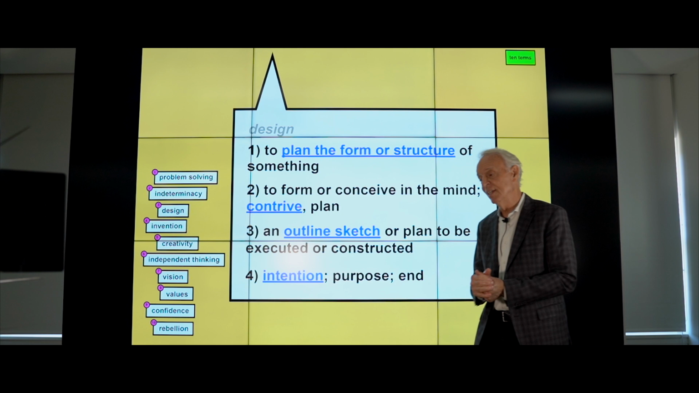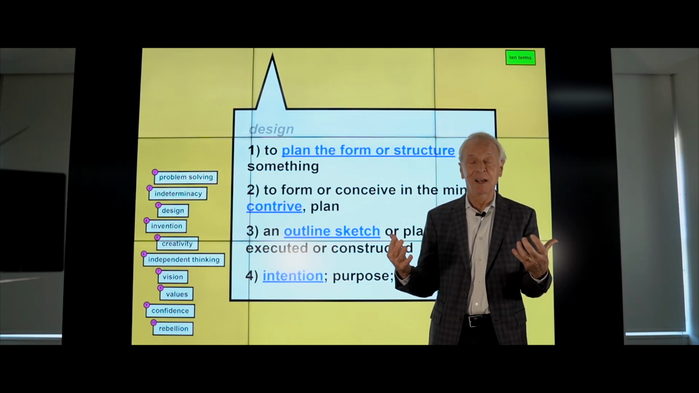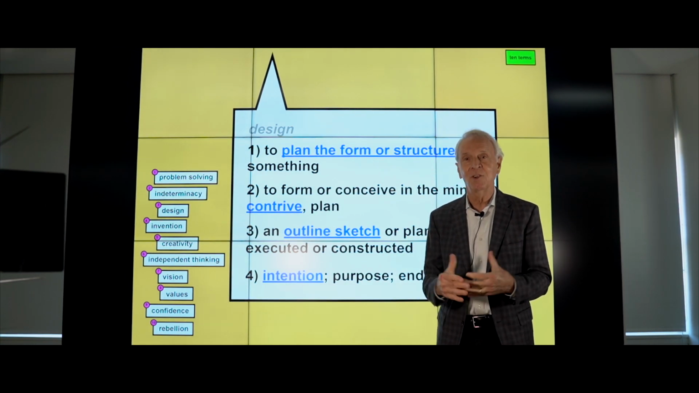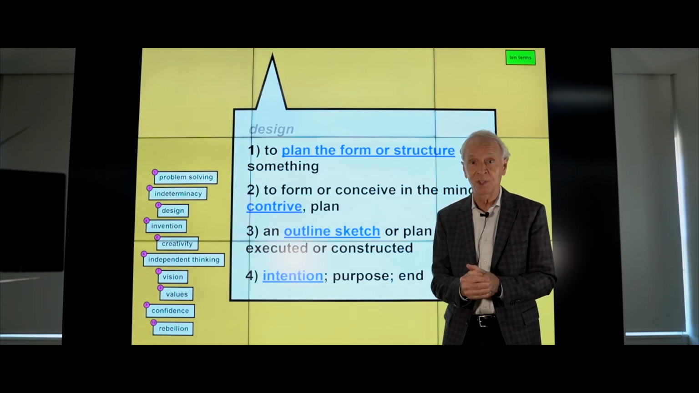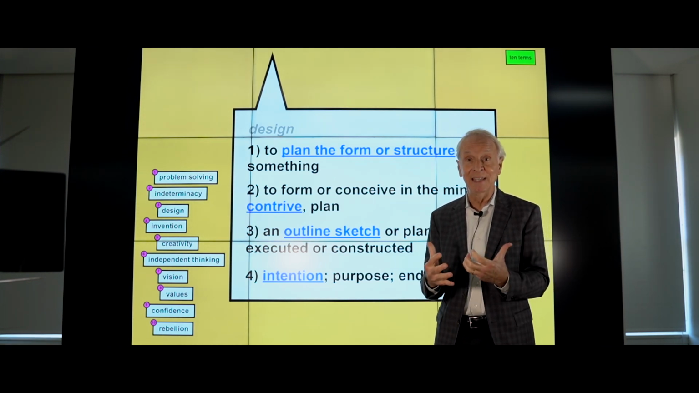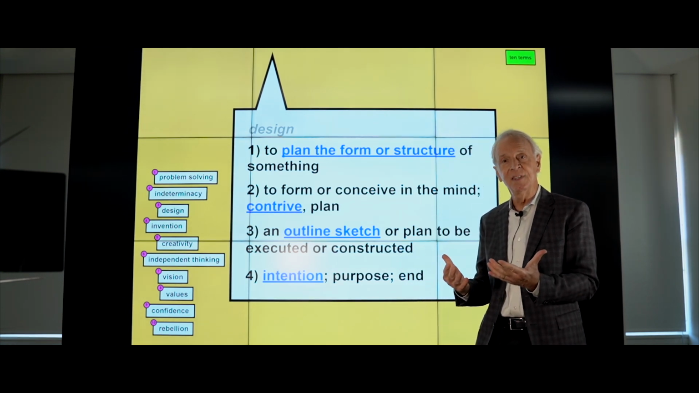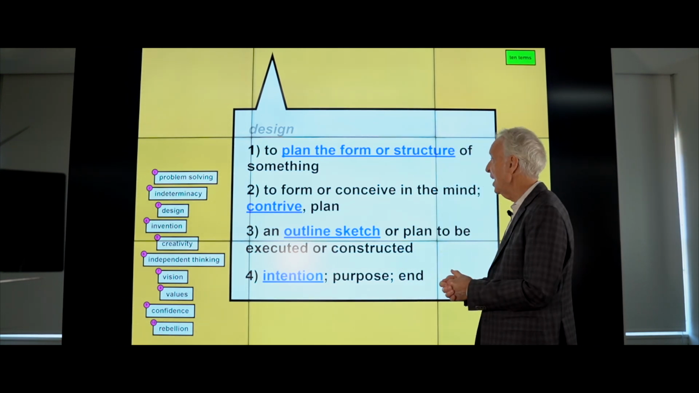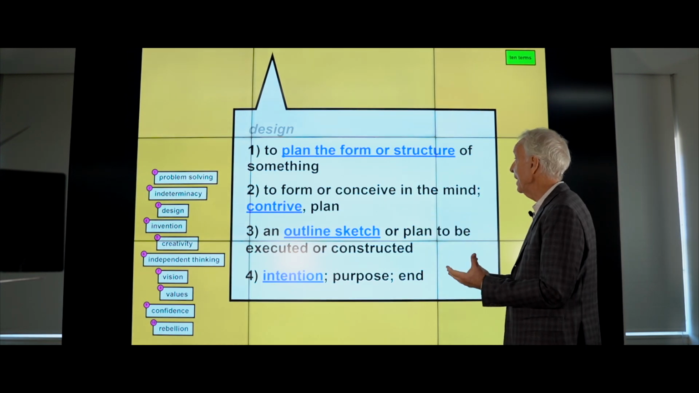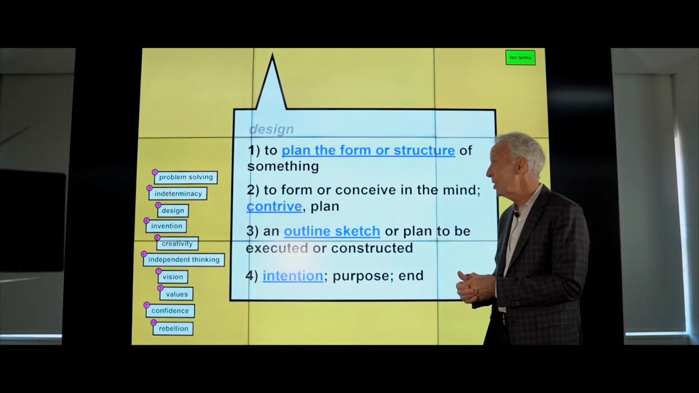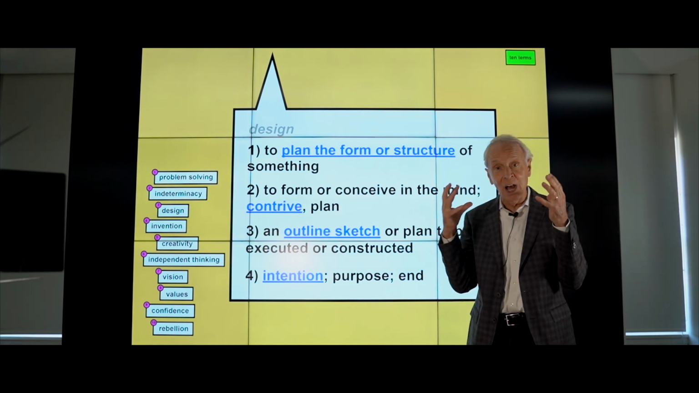The third term I want us to talk about here is design. Now, in architecture, design is a key word. It's how you solve problems, through design. And in many creative problem-solving cases, design is the way you solve the problem. It has something to do with the technique or the approach that you take. The dictionary definition is: to design is to plan the form or structure of something. It's to form or conceive in the mind, to contrive.